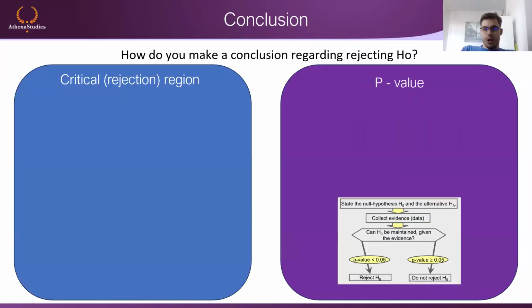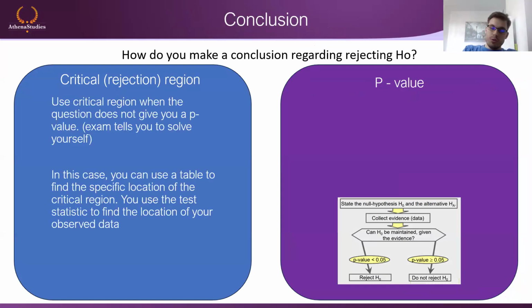So again, this rejection decision is based on where our sample average is compared to the value that gives us the 5% chance of being wrong. So this is how you make a conclusion regarding rejecting H0, in basically two ways of doing things. You can either go through critical regions or you can go through p-values. If you use critical regions, when the question doesn't give you a p-value, so the exam tells you to solve everything yourself, you will need to use the table to find the specific location of this critical region. This is basically what I just said.